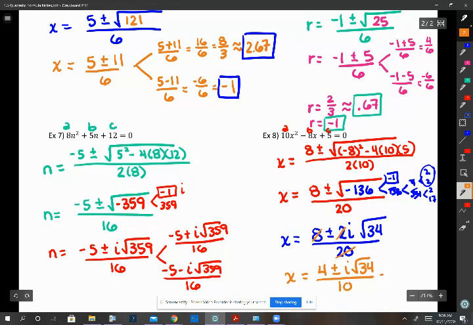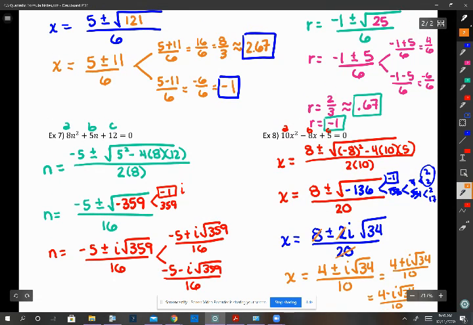And so if I was to put it in my calculator, I have 4 plus i root 34 over 10. And then 4 minus i root 34 over 10. And so those would be your two solutions.